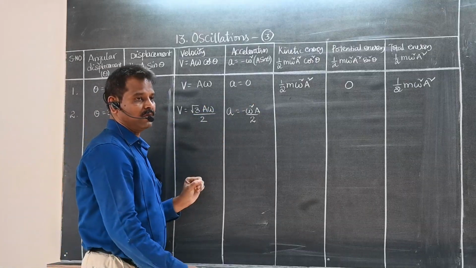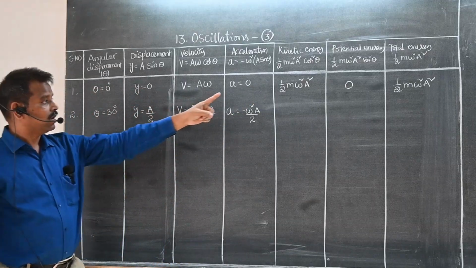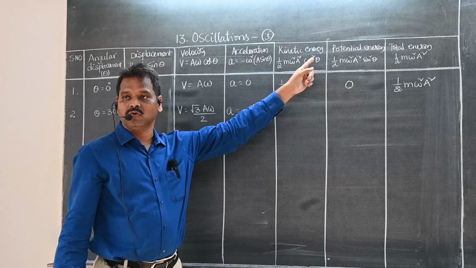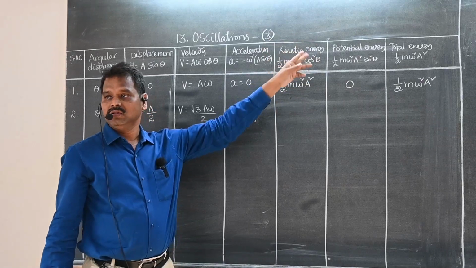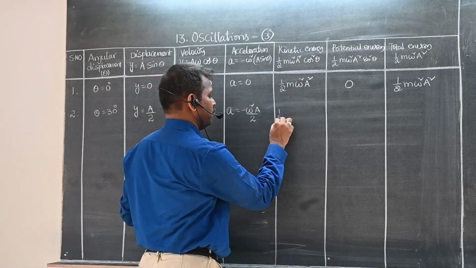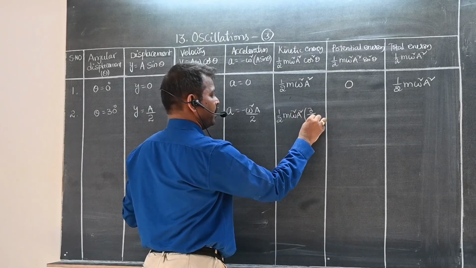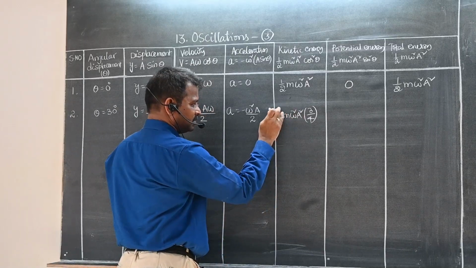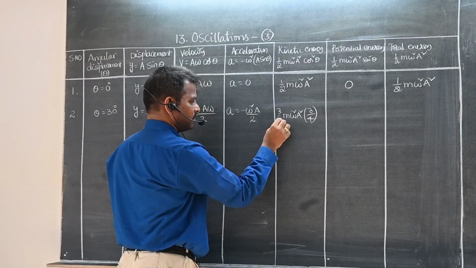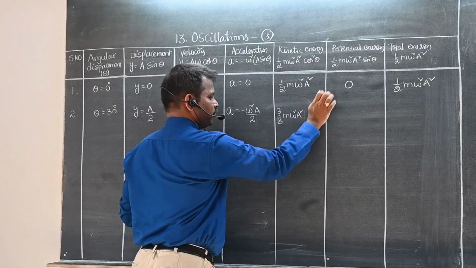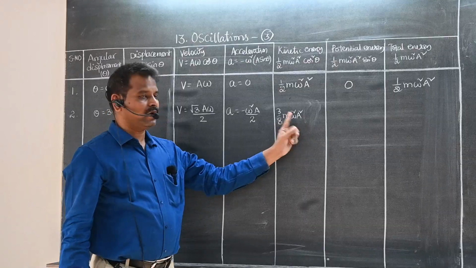Now kinetic energy. Theta is 30, cos 30 is root 3 by 2, cos square 30 is 3 by 4. So half m omega square A square times 3 by 4, I will write this as 3 by 8 m omega square A square.